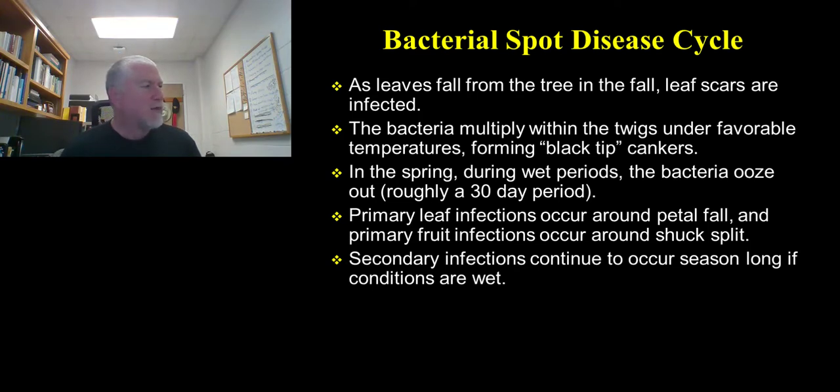But then in the spring, there's a critical, about a 30-day period where these cankers start to ooze. And with that, there will be millions and billions of bacteria in any little droplet of that ooze that comes out. Of course, that can spread around with wind and rain as it occurs and pretty much cover your tree. We know that the primary leaf infections occur around petal fall, and then your primary fruit infections occur around shuck split. So the leaf infections are a little bit ahead of the fruit infections. And then the secondary infections continue to occur season long if conditions are wet, but there are some caveats even with that as well.